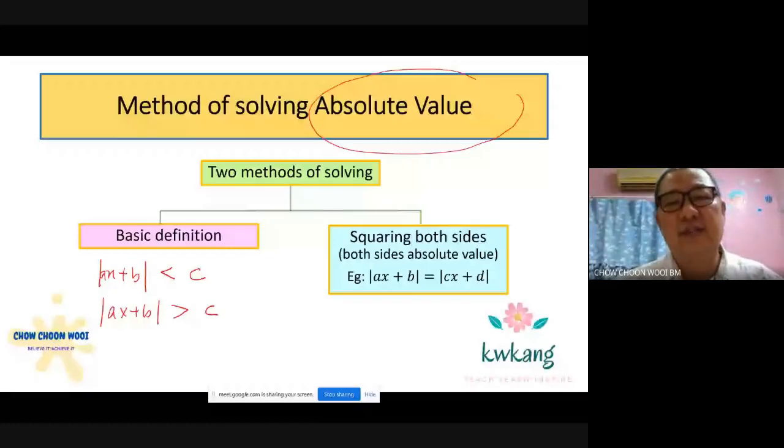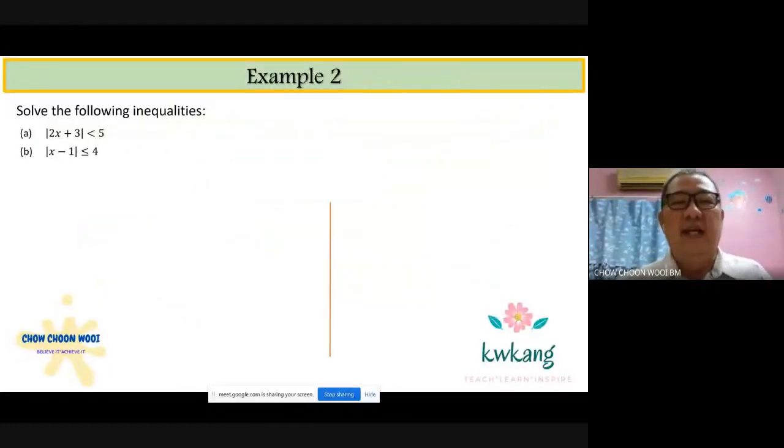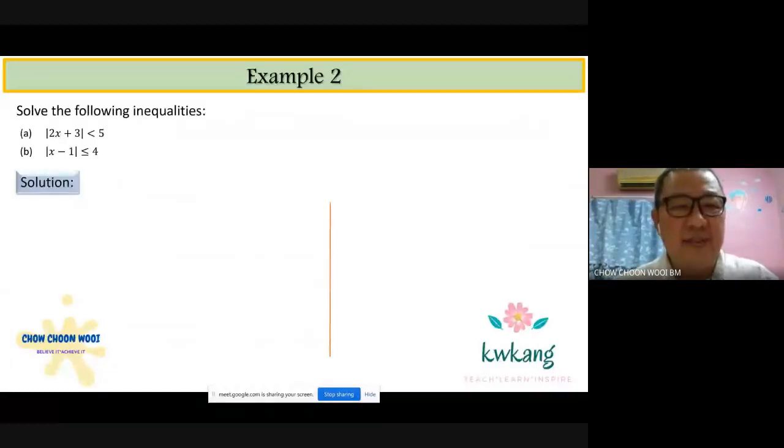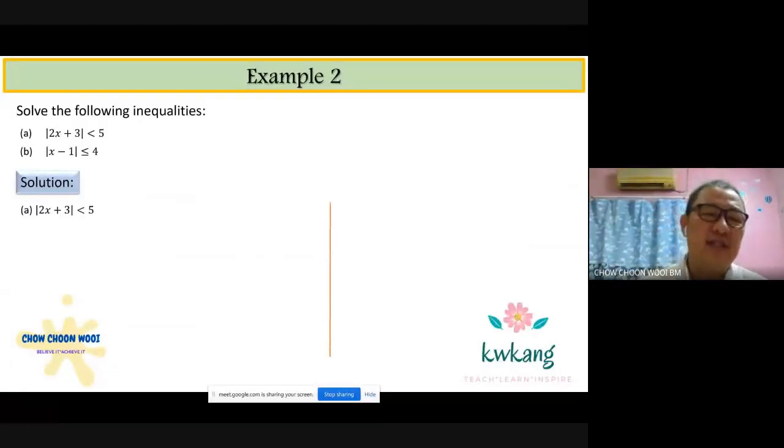So the next one. Okay. For example, the first one A. The modulus of 2x plus 3 is less than 5. Okay, can you tell me?